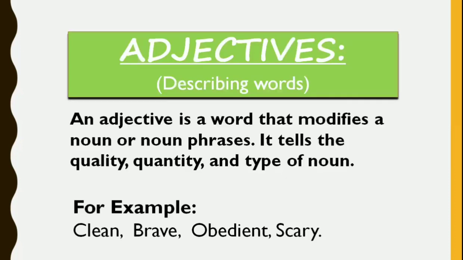Okay, now see what are adjectives. An adjective is a word which modifies a noun or a noun phrase. It tells us the quality, quantity, and types of noun. Adjectives are also called describing words because they add a meaning to a noun or a pronoun describing it. Words like clean, brave, obedient, scary are called adjectives.